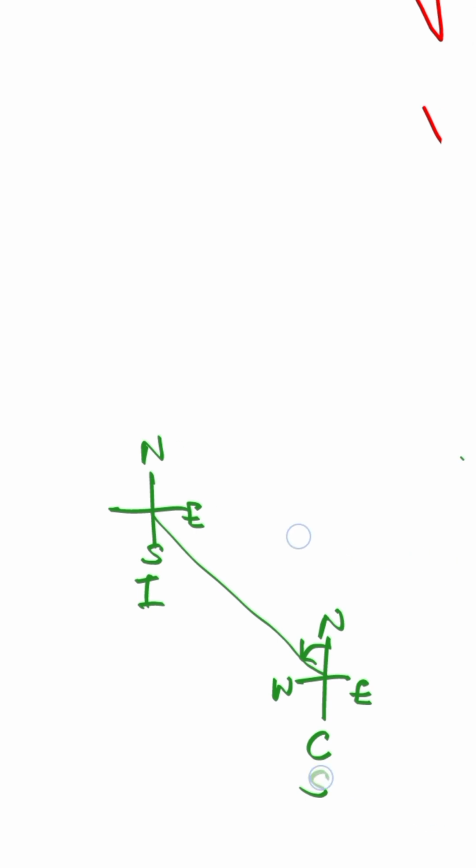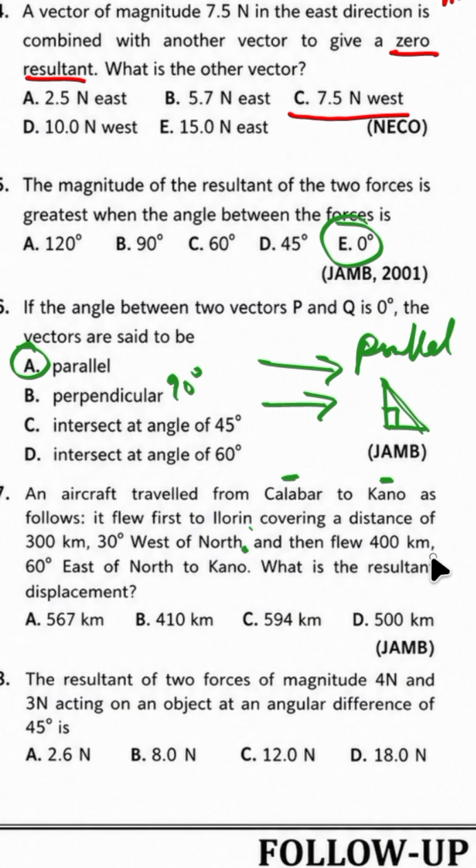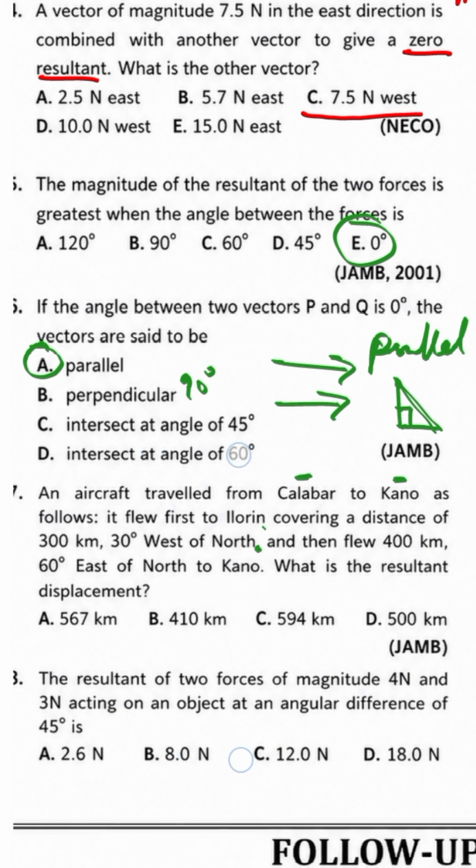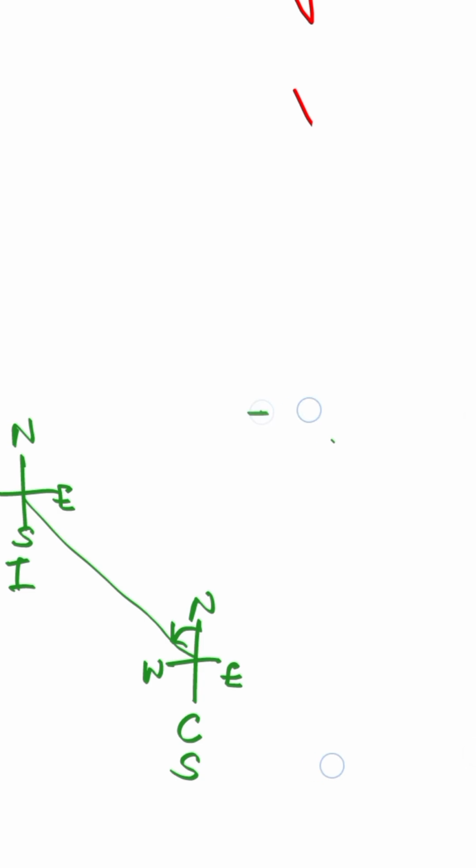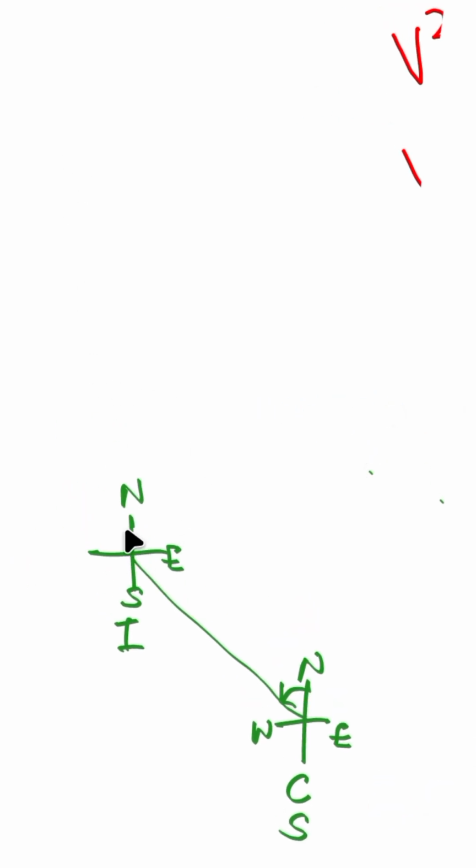So what happened when it got to Ilorin? It then flew 400 kilometers, 60 degrees east of north, to Kano. So east of north, this is the eastern side of north. This angle here is 30. So it went 60 degrees east of north. That means it went like this. And the distance was 400. This one was 300, so this one is going to be longer. So the angle here is 60.